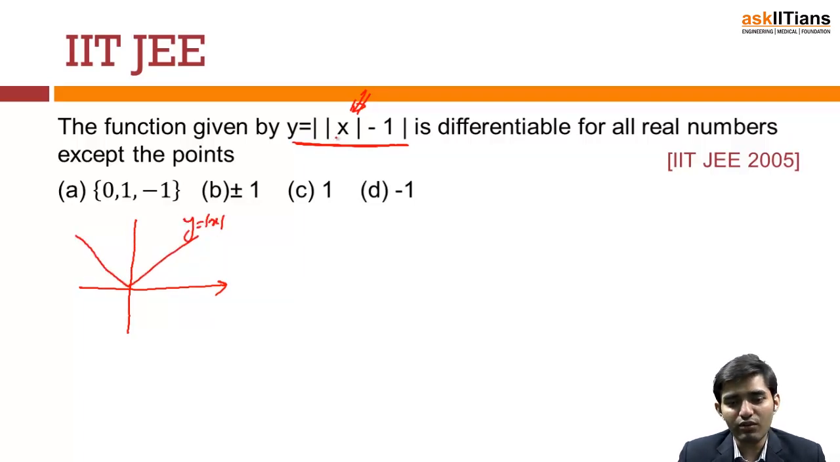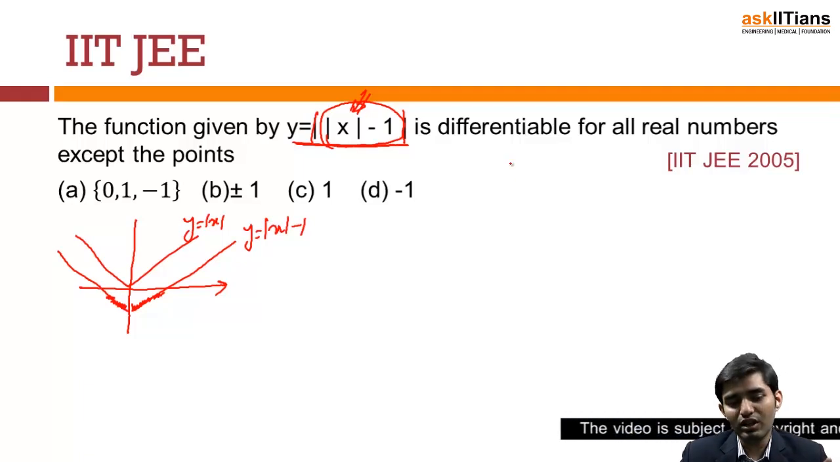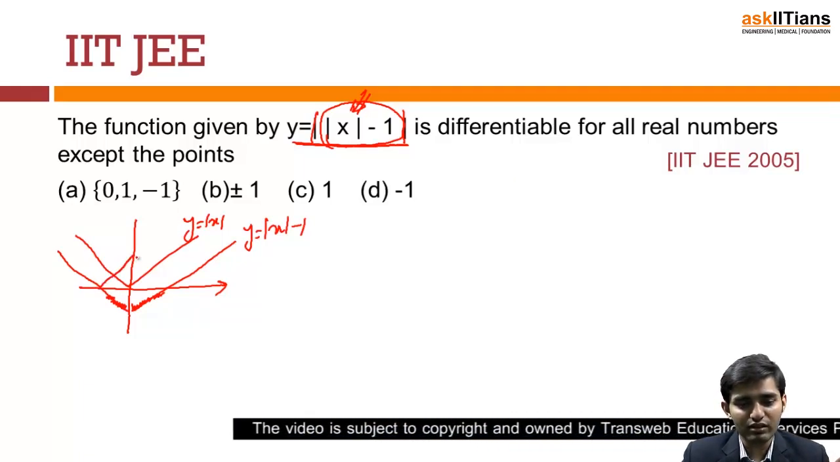Now if I want to plot the graph of mod x minus 1, it will be shifted 1 unit in the downward direction. So this is the graph of y equal to mod x minus 1. And now I have to take the whole mod of this quantity. Mod of this quantity means it will always be positive. So whatever region is there in the negative part, I will take the mirror image of this above the x-axis. So this graph will become like this.